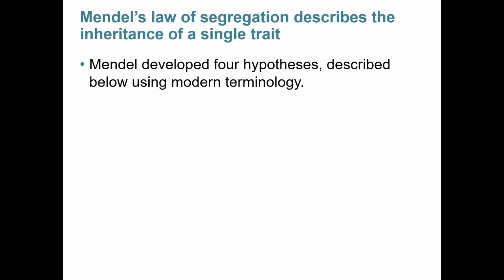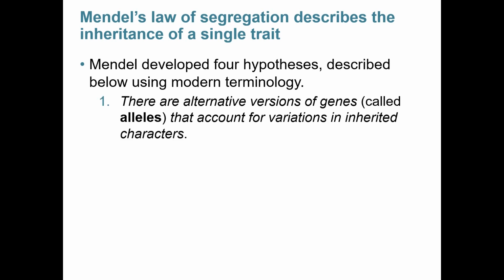From his research, Mendel came up with 4 hypotheses. We'll describe them below. Your book lists them as very long, but we're going to also give you a shorter version of what they mean. The first one is there are alternate versions of genes. We call these alternate versions alleles, and that they account for variation in inherited characteristics.